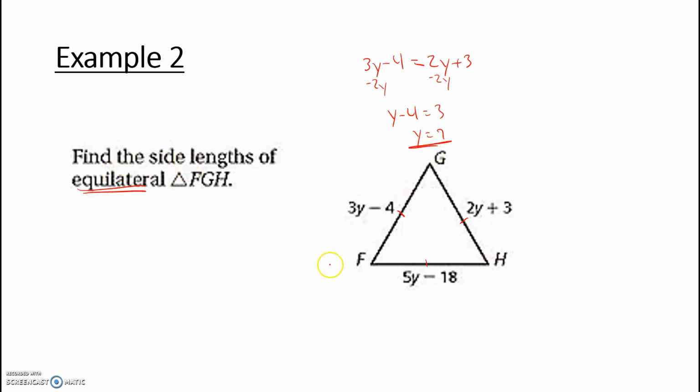Now they did say find the side lengths. So you do have to go plug that back in. 2 times 7 is 14 plus 3 makes it 17. We know they're all the same. So if you plug it in anywhere, it should be 17. 3 times 7 is 21 minus 4, 17. This one will be 17 as well. So there's your actual side lengths. All right, all because of that word equilateral.